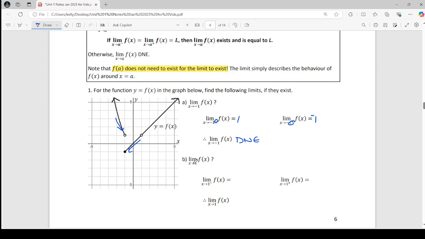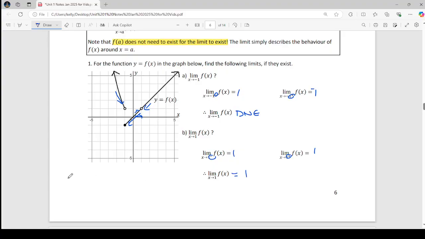Around the x value of 1 from the left, our y value is going towards 1. And from the right, our y value is also going towards 1. So this limit does exist and equals 1. And remember, it's okay that f at 1 is a hole. That is not what the limit is talking about. It's just talking about the behavior of f at x around a.